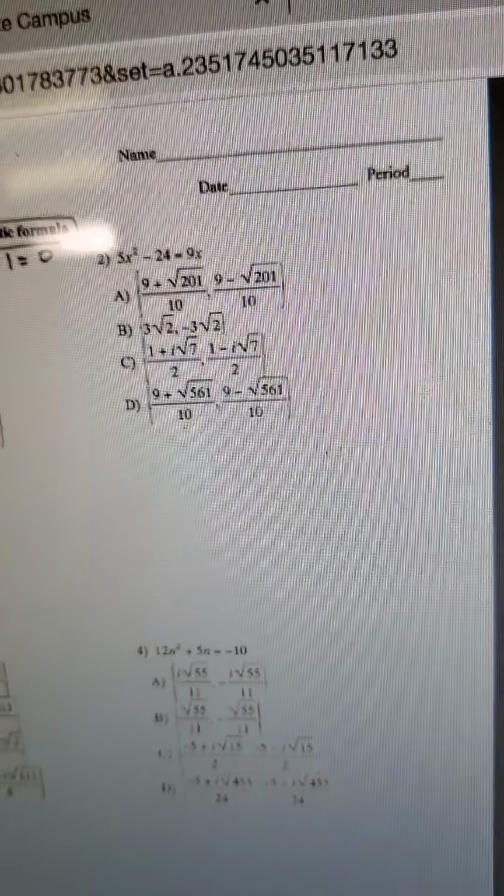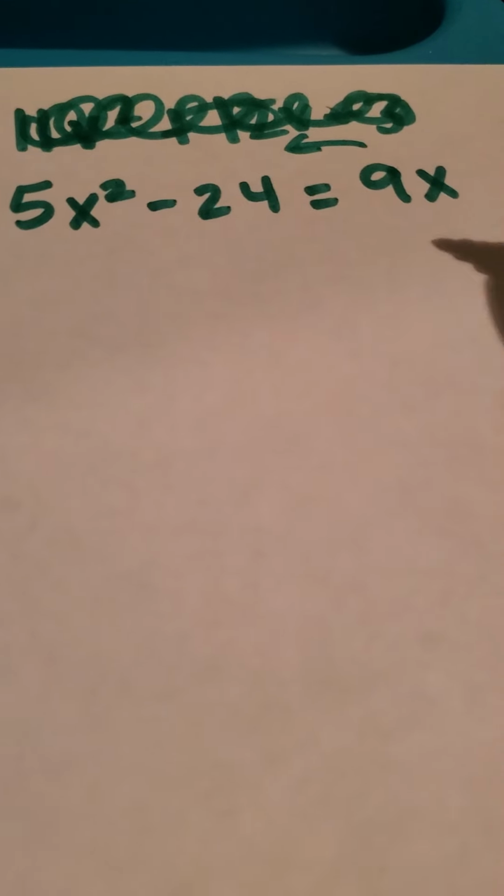So I'm going to get that set up for you here on number 2, which I have here. And I need to move the 9x to the other side. So when I move it over, all I'm going to do is change it and make it a minus 9x. When I move it over, though, I do need to make sure that I put it in the right order. I have to go from x squared to x to no x.